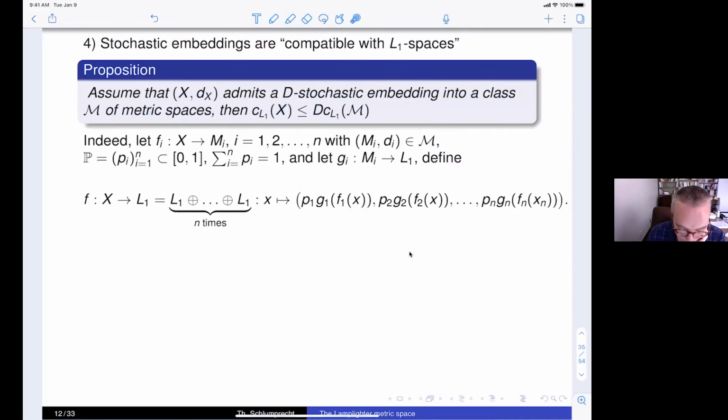And the reason is very simple. The reason is simply because L1 is the L1 sum of L1. So if you have mappings from X to Mi, and then you have these probabilities which add up to 1, and you have mappings from Mi to L1, you simply look at X going to this vector of the f_i with these factors, which you think of in this L1 sum, which is of course the same as L1 again. So this is a very simple argument. It fits very well with L1 spaces.